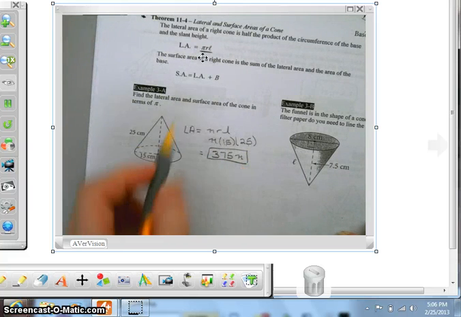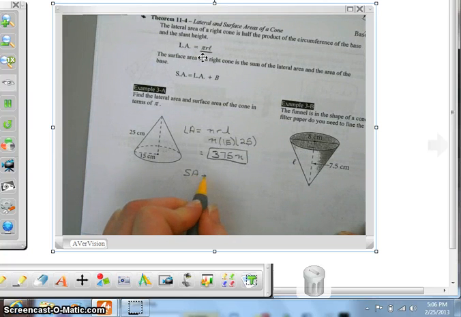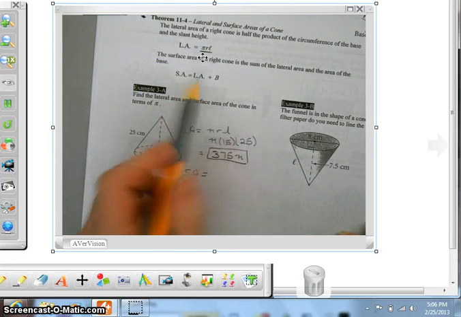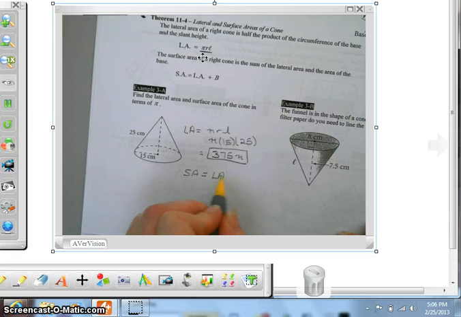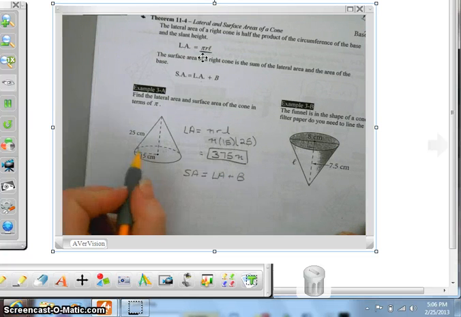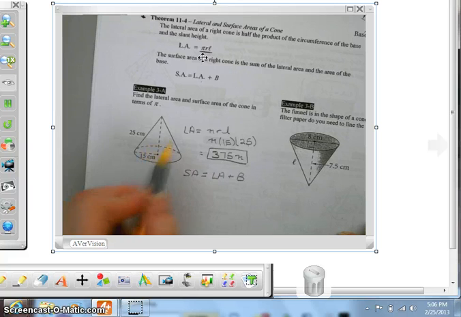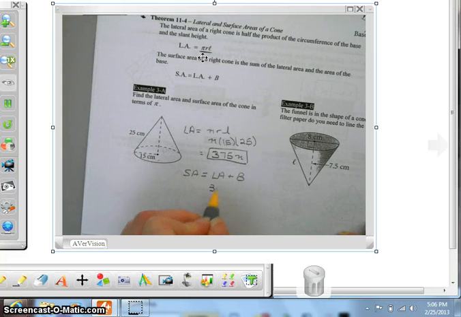Okay, now we need to find surface area. Let's talk about surface area for a minute. Surface area is lateral area, and how many bases do we have? Just one. So when we talk about surface area, we're talking about all the area. So we have the lateral area around it, and then we have the one base. Your lateral area is 375 pi, and we have one base.